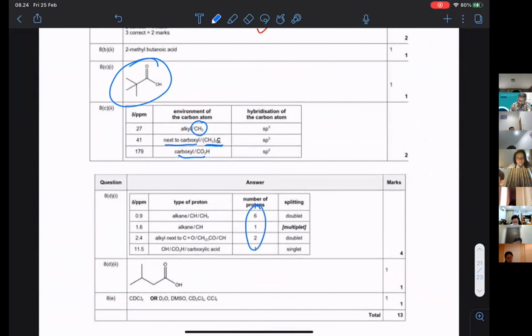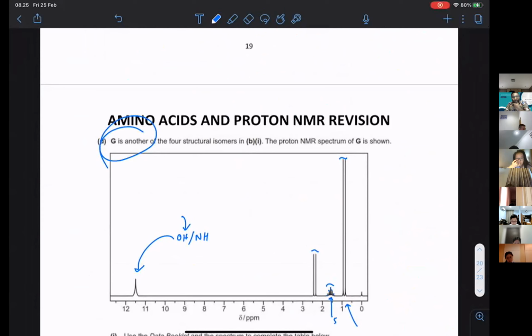G is another of the 4 structural isomers. Sorry, I missed out this. They say that G is another of the 4 structural isomers in B1. Remember just now, we did this. I thought it was a different question. We already identified this.